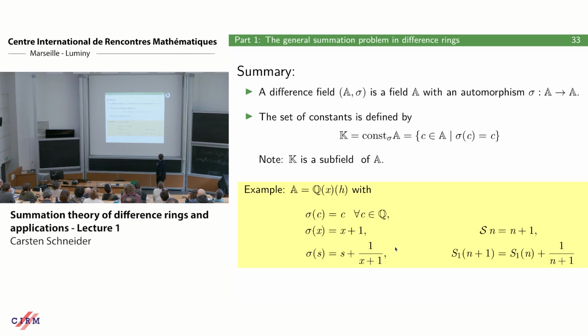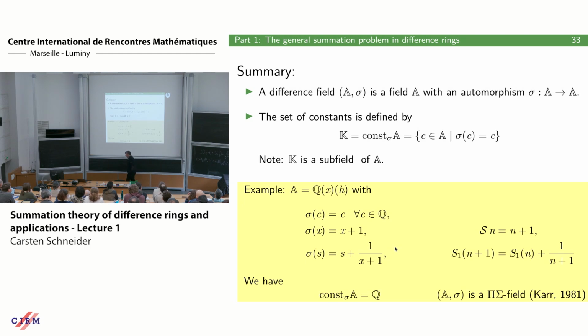The set of constants is defined exactly in that way, as I have shown here. And the crucial thing is these constants remain unchanged after extending x and s. This means the constants of this difference field are just the rational numbers. This is also called the pi sigma field due to Michael Karr from '81. One could work with fields. I prefer to work with rings, but I will make this clearer tomorrow.